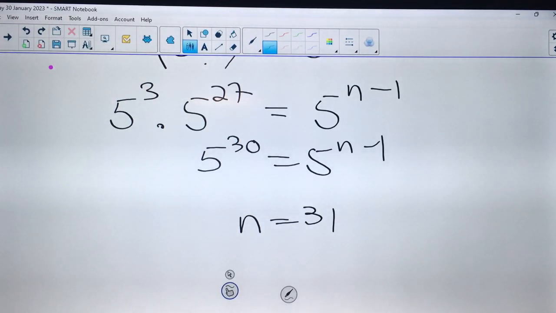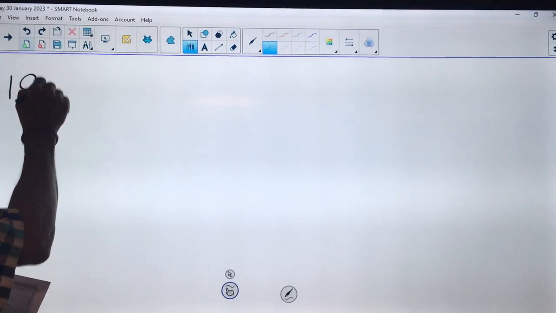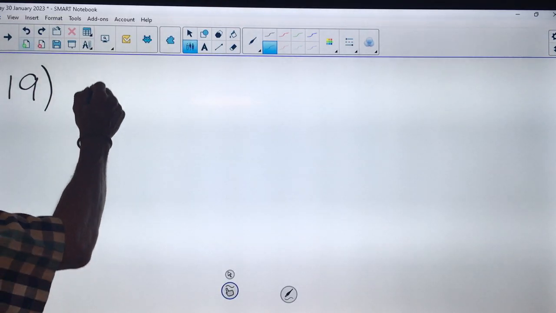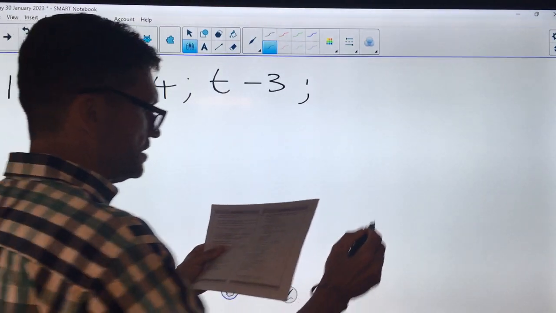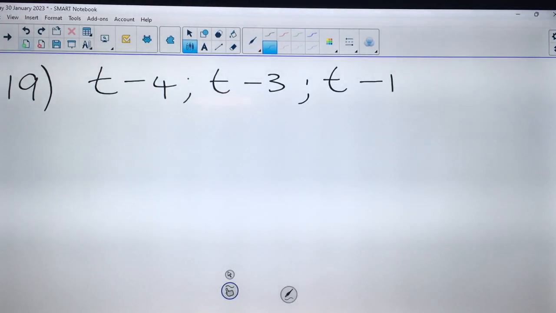Cool. Okay, then we go to number 19. This one is similar to the example we've done of the homework that you struggled with, except now we're dealing with a GS. In a geometric sequence, the first three terms are t minus 4, t minus 3, t minus 1. Now it says show that t is equal to 5.